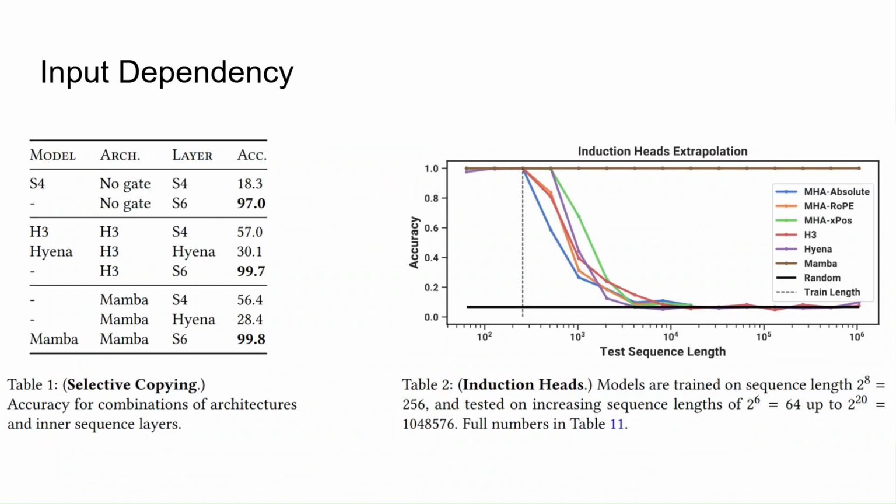So how well is Mamba doing? Mamba is doing pretty good on input dependency. Its accuracy is almost 100% compared to other state-based models. And for the induction heads, we can see that the longer the test sequence length is, Mamba is maintaining its accuracy at about 100%, while other models, including transformer-based ones, drop pretty quickly when the test sequence length is getting larger and larger.